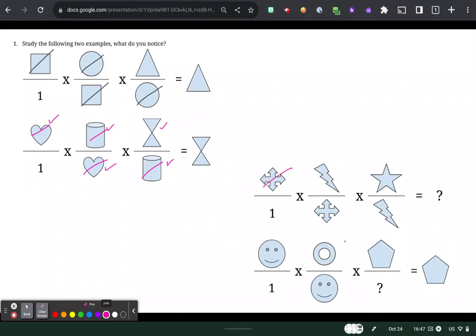So we see the pattern again. That symbol shows up on the top and the bottom, and then it goes away. Lightning bolt, top and bottom, goes away. So the one thing that didn't go away is the star. All right, so down here we ended up with the pentagon at the end spot. Smiley face goes away. So down here is going to be the wheel looking thing.